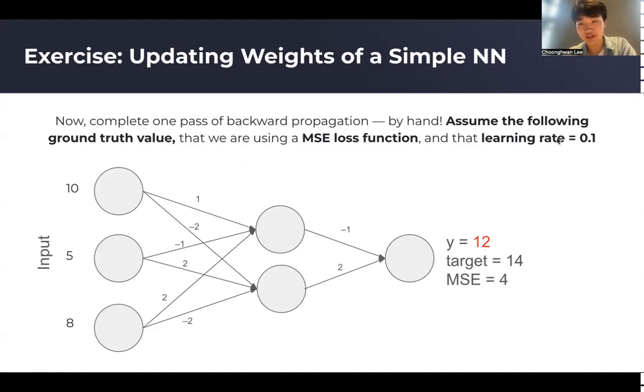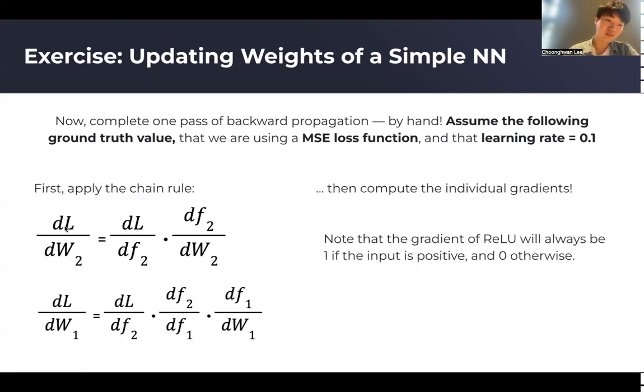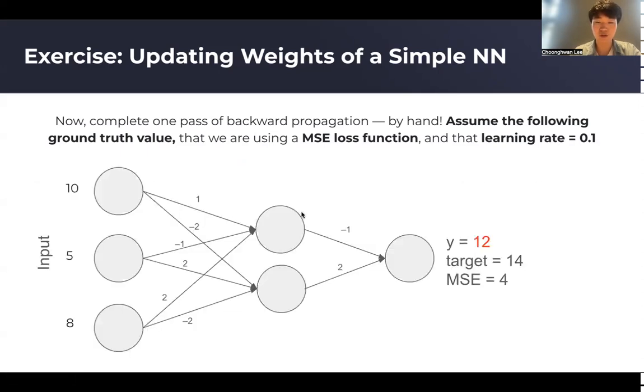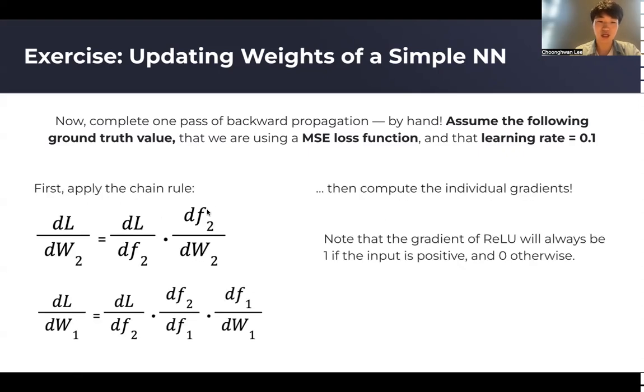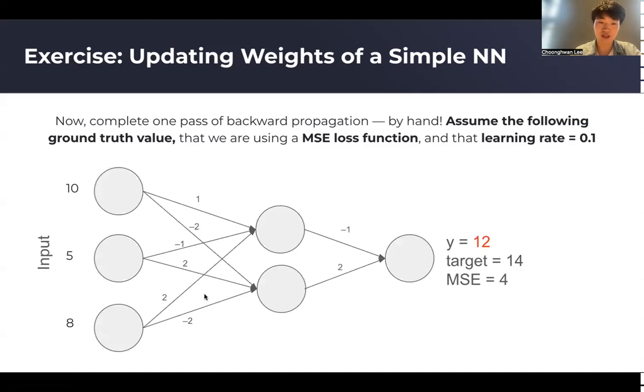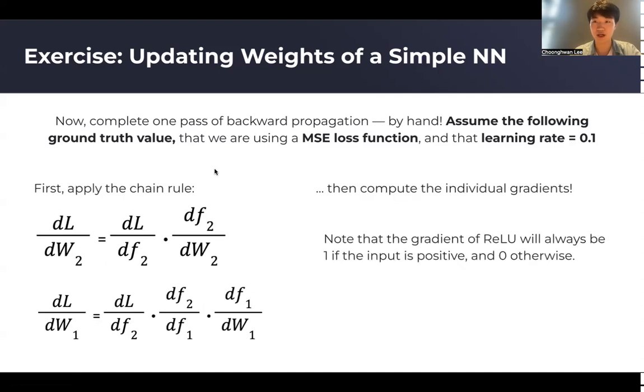And assuming that the learning rate is equal to 0.1, we can now do a round of backpropagation, where the weights we want to update are going to be W1 and W2. And to update W2, we can just take the gradient of the loss with respect to the function F2, and take the gradient of F2 with respect to the actual weight of our interest. And we can do the same for W1, which is going to be these set of weights in our first layer.